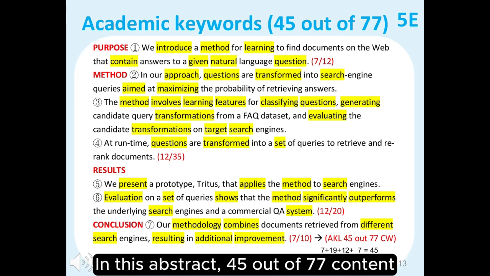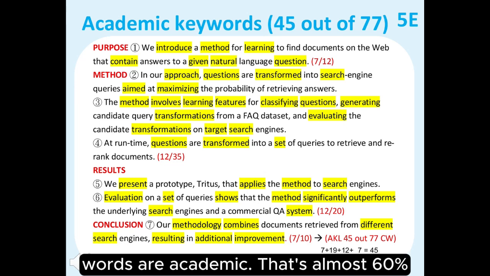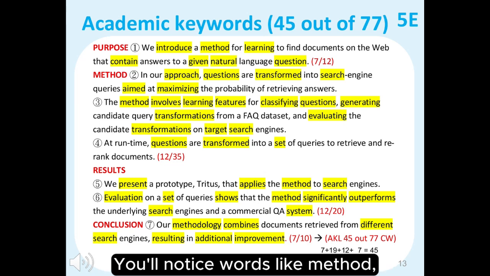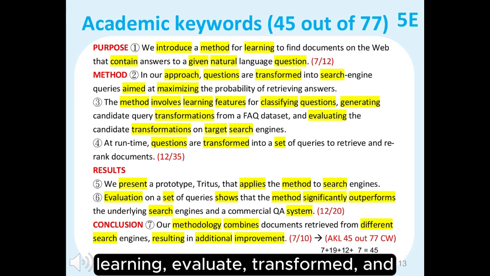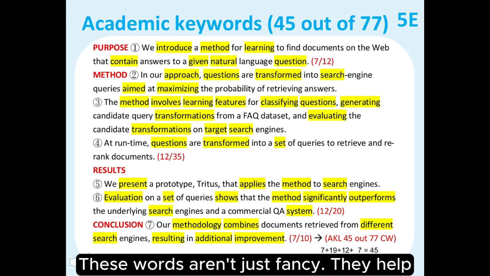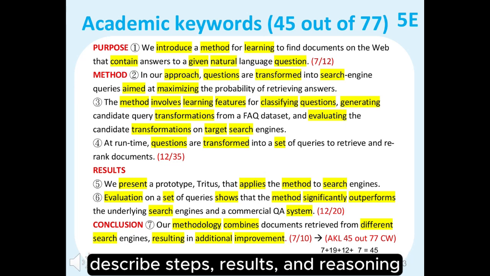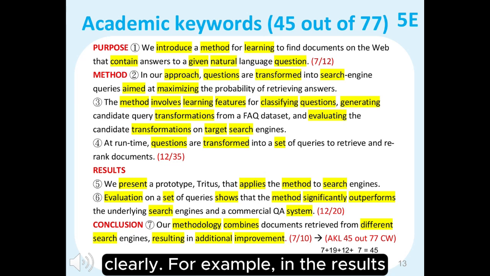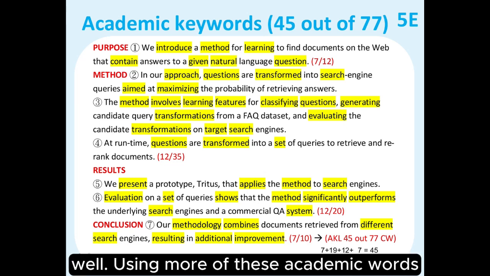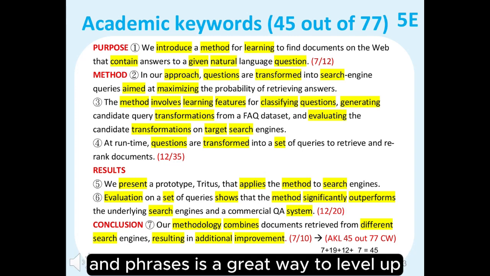In this abstract, 45 out of 77 content words are academic. That's almost 60%, which shows strong academic style. You'll notice words like method, learning, evaluate, transformed, and resulting across all sections. These words aren't just fancy. They help describe steps, results, and reasoning clearly. For example, in the results section, the phrase "the method significantly outperforms" tells us exactly what worked and how well. Using more of these academic words and phrases is a great way to level up your writing.